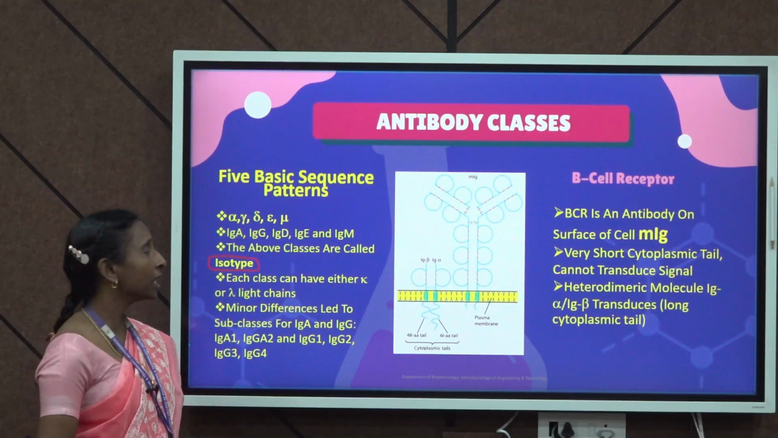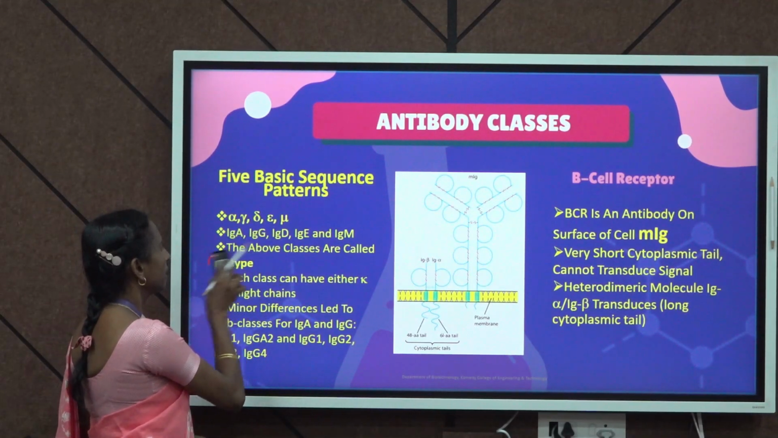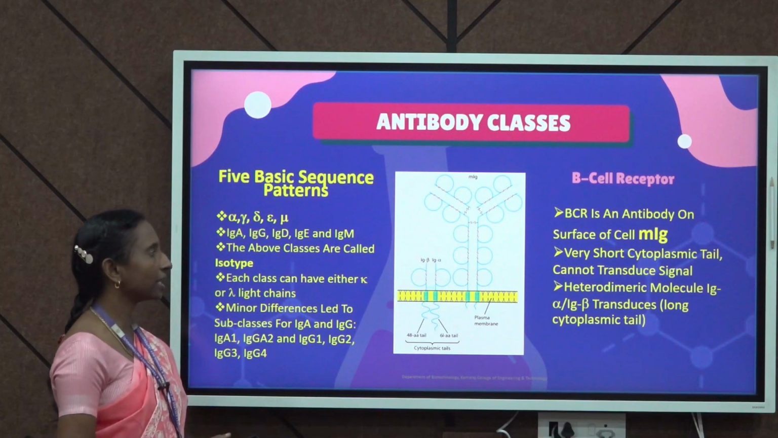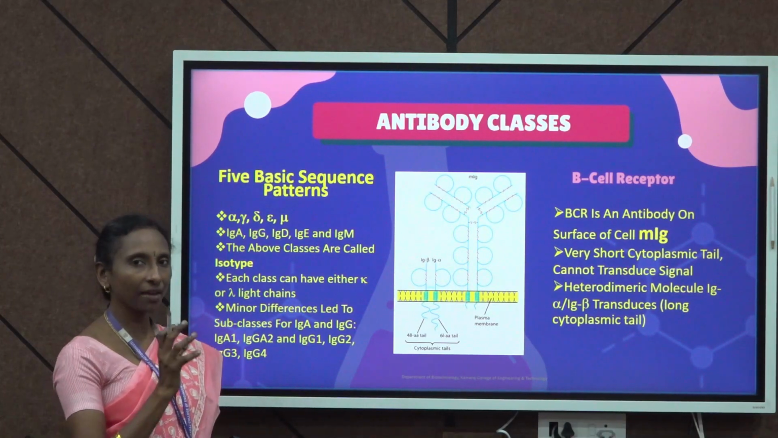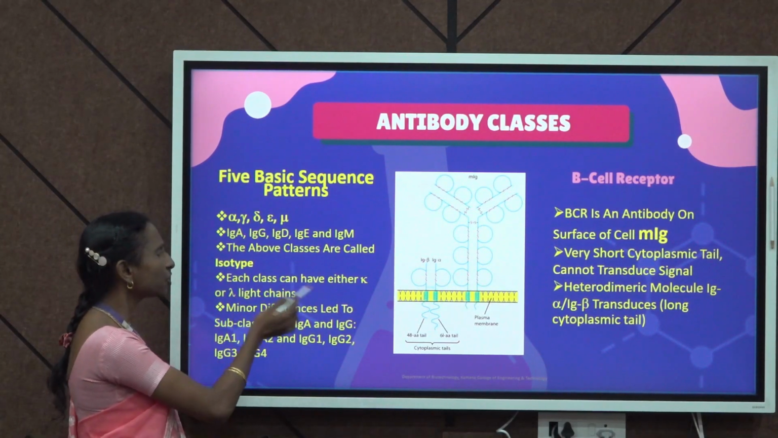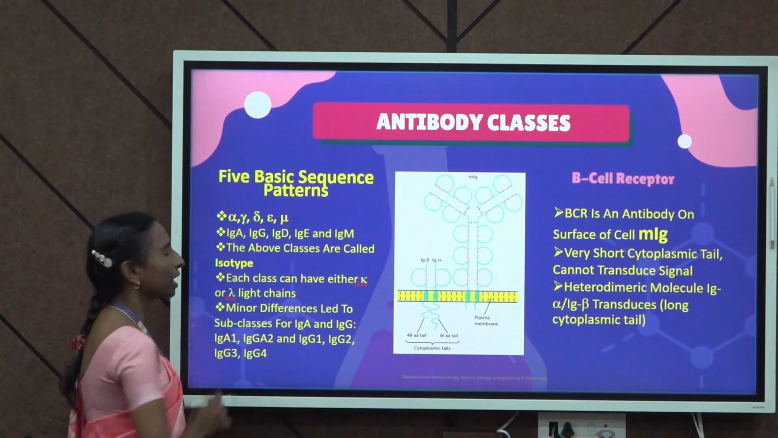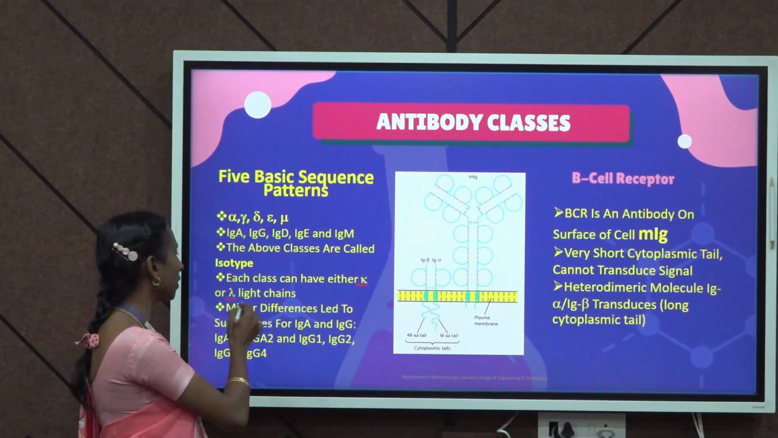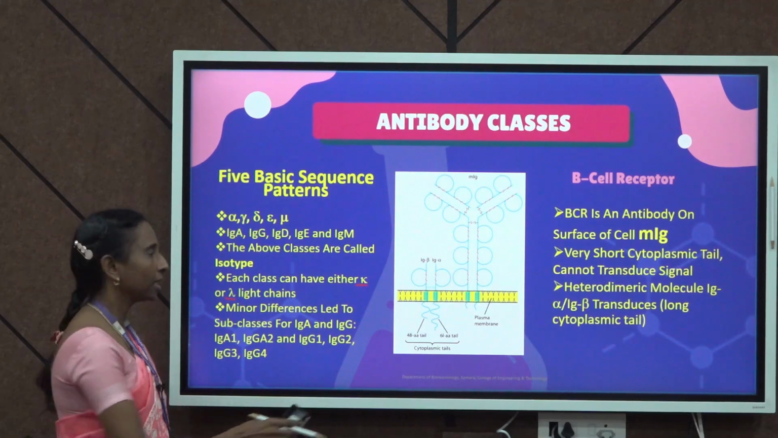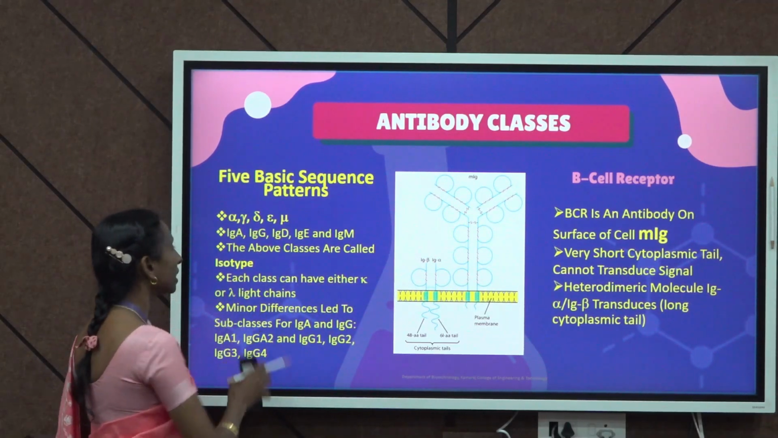Please remember, the isotypes are the 5 classes of antibodies based on the heavy chain. And each of these classes can have either of 2 types of light chain, that is the kappa light chain or the lambda light chain. So, this is about the classes.